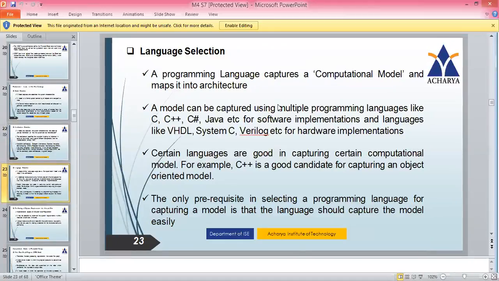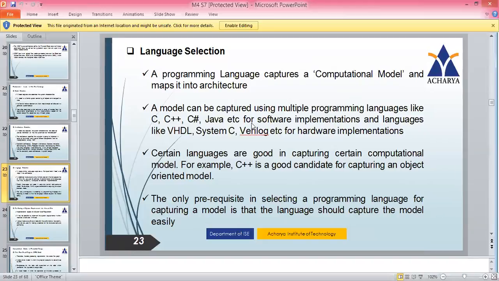Embedded systems make use of both. So it has to map between the computational model and its architecture. A model can be captured using multiple programming languages like C, C++, Java, etc. for software implementations, and languages like VHDL, SystemC, Verilog, etc. for hardware implementation.